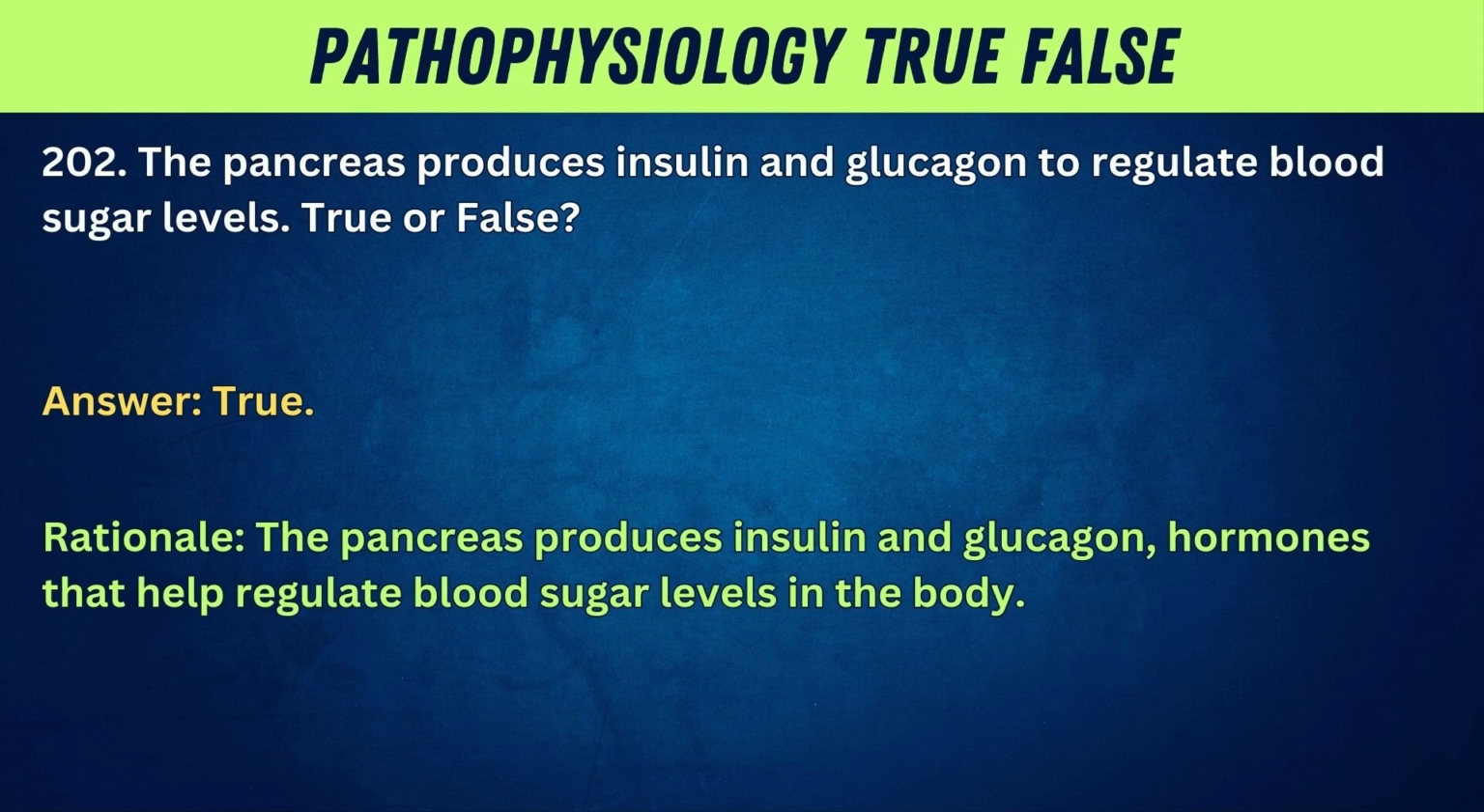202. The pancreas produces insulin and glucagon to regulate blood sugar levels. True or false? Answer: true. Rationale: the pancreas produces insulin and glucagon, hormones that help regulate blood sugar levels in the body.